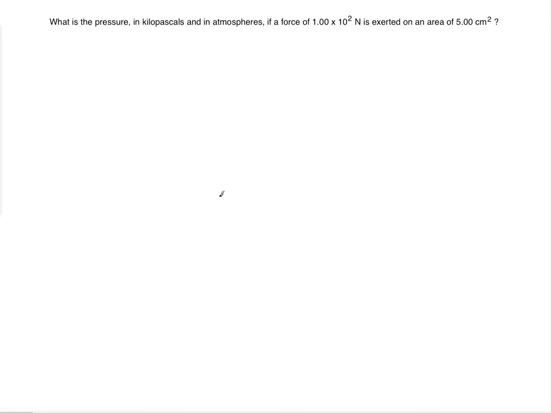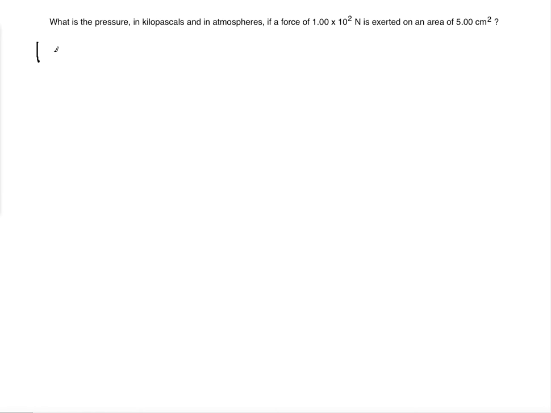What is the pressure in kilopascals and in atmospheres if a force of 1.00 times 10 to the second power newtons is exerted on an area of 5.00 square centimeters? So what we're going to use here are two pieces, right?